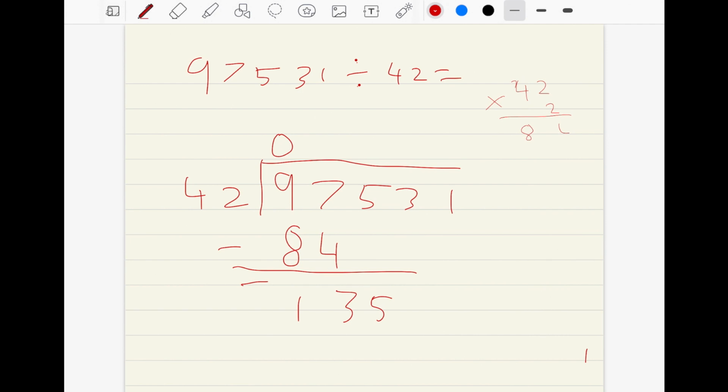Oh wait, I forgot to write the 2 above the 7. Sorry. You have to write it there, or else you won't get your answer. There's going to be one blank spot right there, and you won't know the answer. So then, 42 times what equals 135?